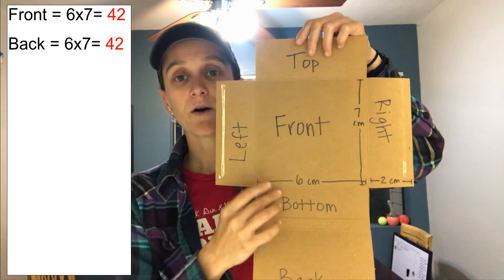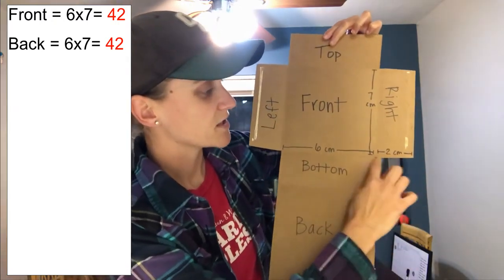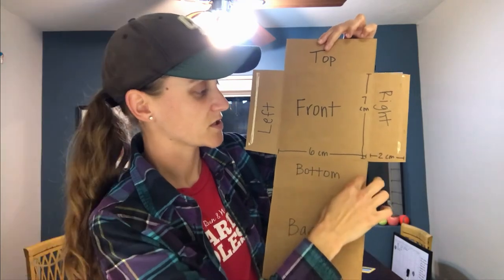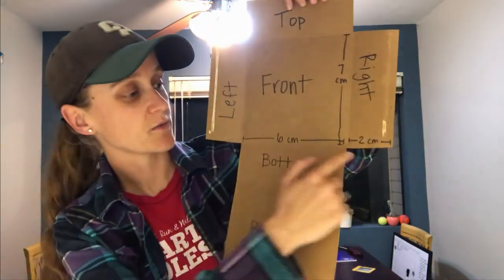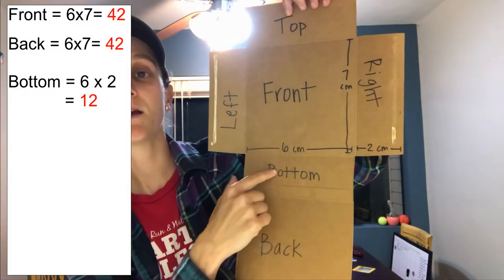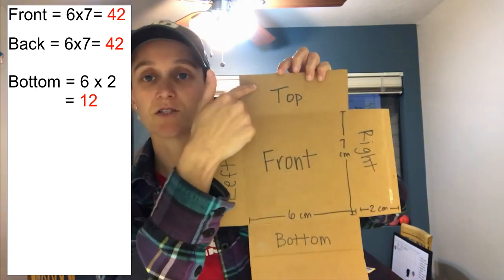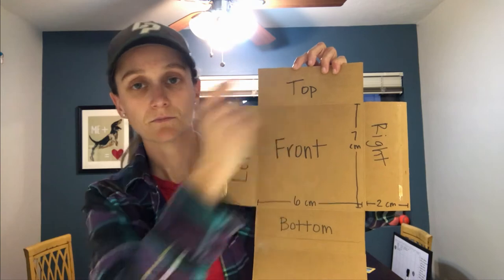So looking at the bottom side now, I can see that this is 6 centimeters, and because this is 2 centimeters, I know that this one is as well. Because if I look at the box, if this is 2, that's going to be the same length as if I was to bring this side out. So this is going to be 6 centimeters by 2 centimeters, which means 12 is the area of the bottom. And we know that the bottom is the same as the top because they're the same size. So if this one's 12, this one's going to be 12.